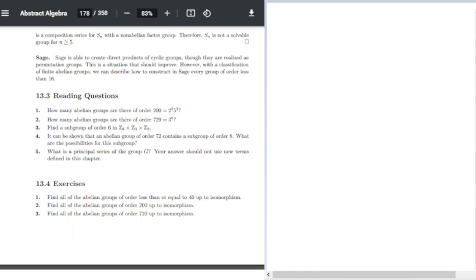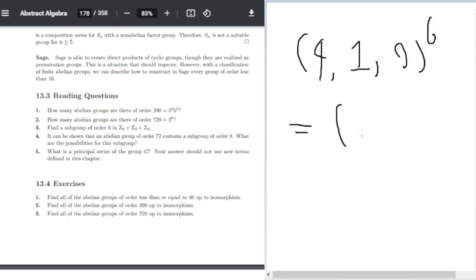Find a subgroup of order 6 in Z sub 8, Z sub 3 times Z sub 3. So we need to simplify it in an element. So find a subgroup of order 6. So we need 4, 1, 0. If we raise it to the 6, 6 will be the minimum number such that it's 0, 0, 0.